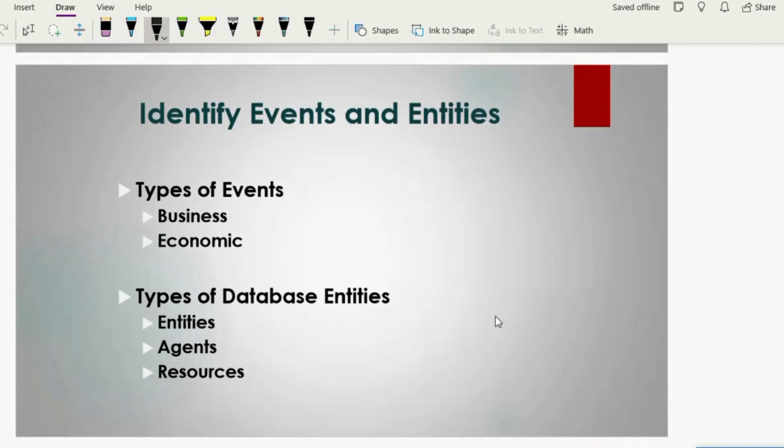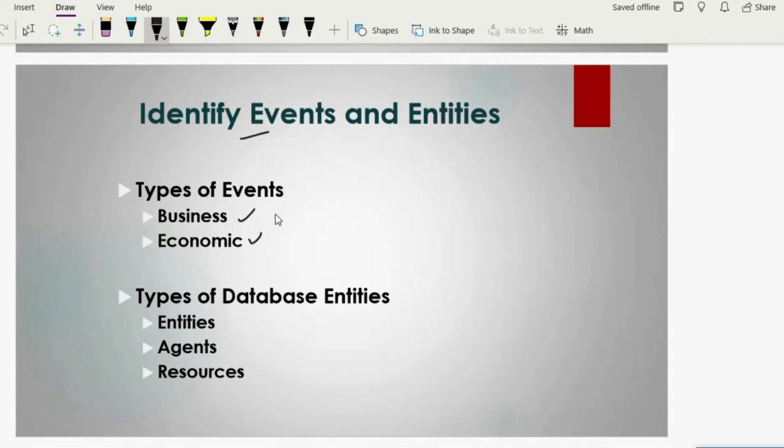Number 1, identify events and entities. These are the first 2 points, right? What are the events? There are 2 types of events which businesses have: business events and economic events. Business events do not affect the financial statements of the companies, but they can affect important aspects of the organization.